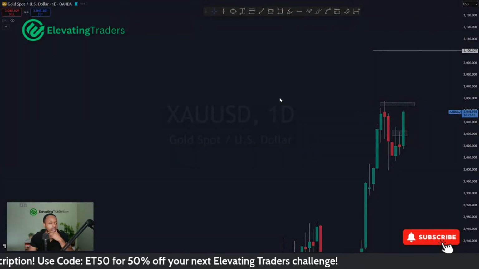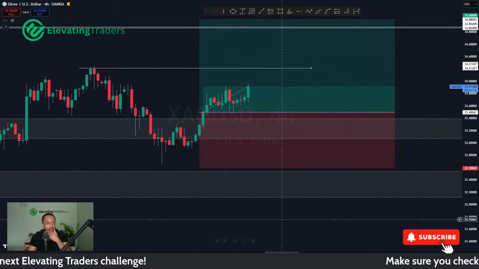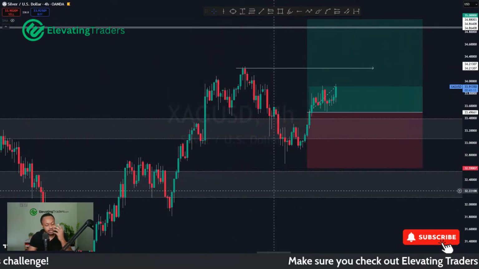In silver, I'm still currently long in this position here. This one's been a little bit slower than gold. Hopefully momentum starts to pick up. I did get into this one a little bit later.